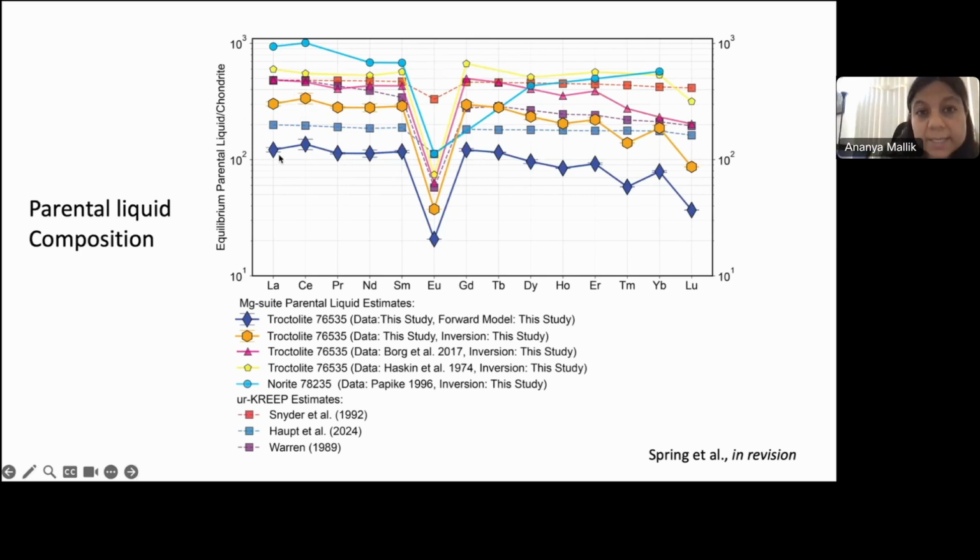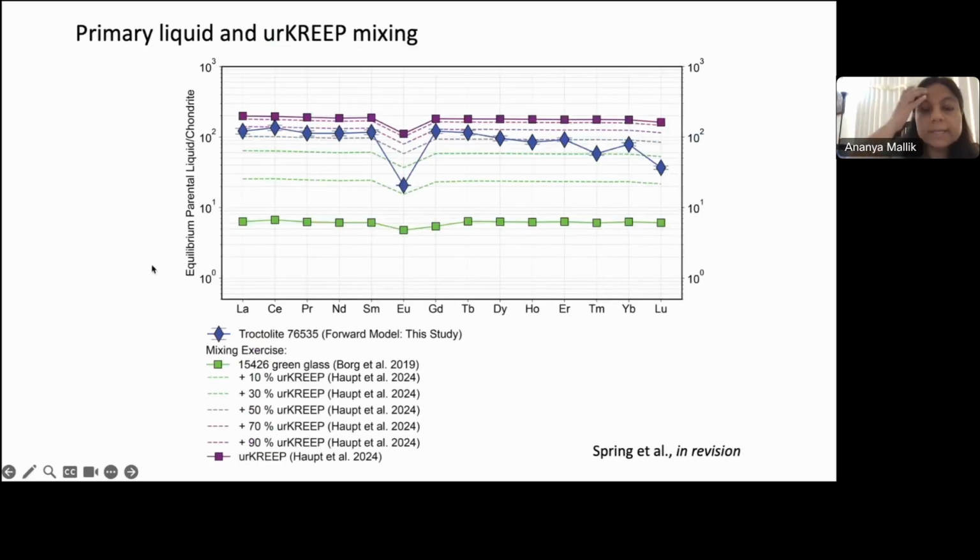And so what we can see is that the parental liquid that we obtain, whether it's the unfractionated one or the more fractionated ones which coexist with the plagioclase, they're all very enriched in rare earths and are actually very close to some of these model earth creep rare earth element compositions. And so what Isaiah did was he did these mixing exercises between the primary liquid, which is that unfractionated parental liquid in these blue diamonds here, as well as the different model creep compositions.